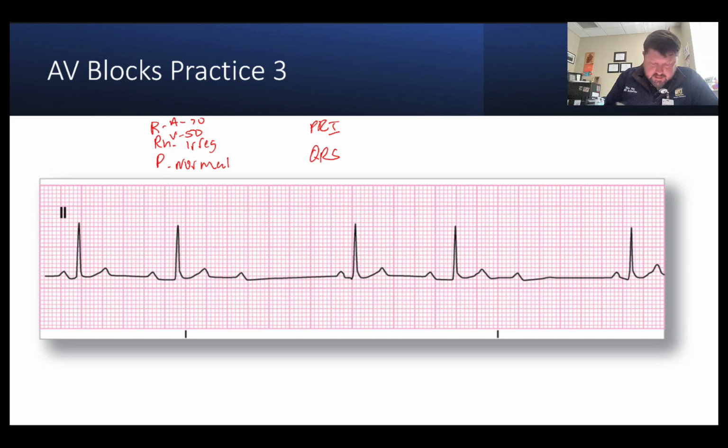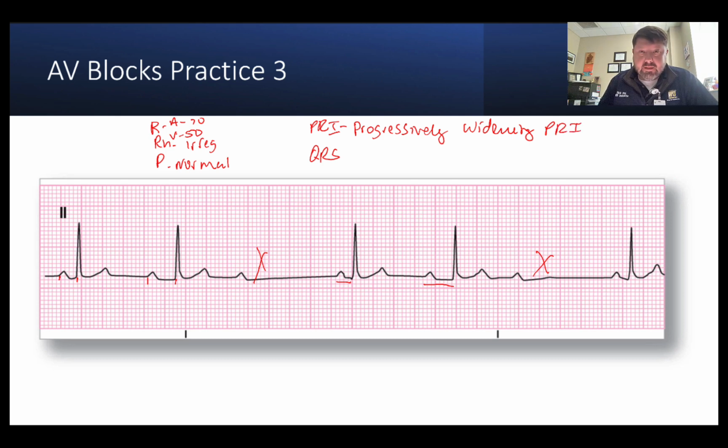My PRIs. So let's measure. So this one here looks like it's about 0.16 or so. But then look at this one. This one gets even longer. And then we have a dropped beat where a QRS should be. Then we have a PRI that is getting wider, and then a dropped beat. So how do I describe this PRI? I'd say that it is a progressively widening PRI.